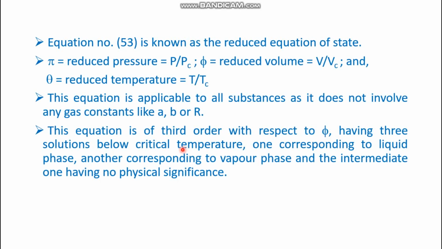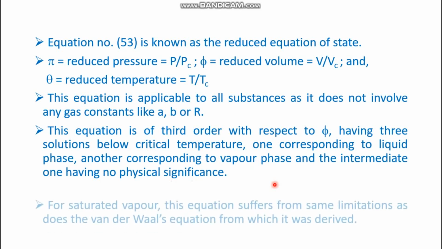Okay, and below critical temperature, one is corresponding to the liquid phase, another is corresponding to the vapor phase. But what about the third solution in the intermediate state? No, it has no physical significance. So this equation is of third order with respect to phi, having 3 solutions below critical temperature, one corresponding to liquid phase, another corresponding to vapor phase, and the intermediate one having no physical significance.